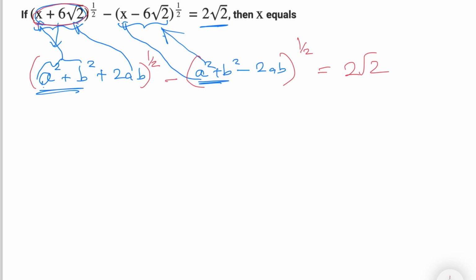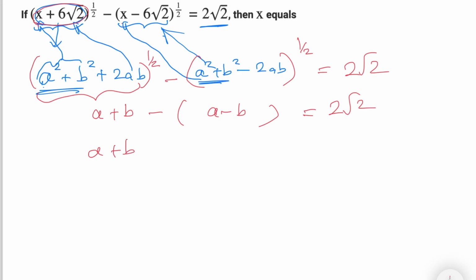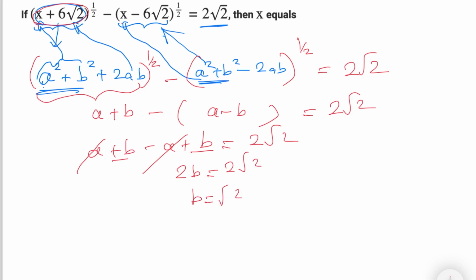Okay. The next step is this part is (a + b) the whole square. The square root is nothing but a + b only. Minus, this part is (a − b) the whole square. The square root is a − b only. And (a + b) − (a − b) is 2√2. When we open the bracket, we get a + b − a, minus of minus b is plus b. It will be equal to 2√2. a and −a cancel. Further, we get b + b, that is 2b. 2b is 2√2, or b is equal to √2.